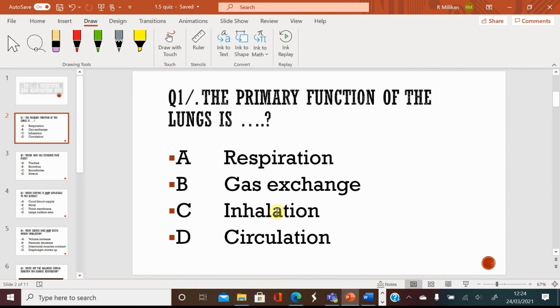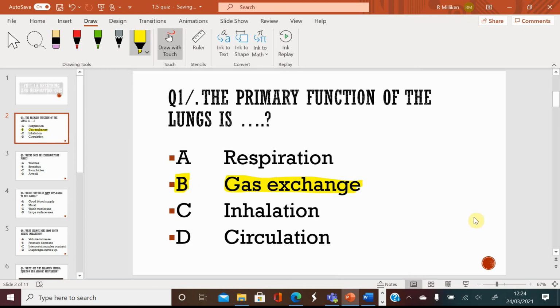There's also exhalation. Circulation is the blood traveling around the body. And so the primary function here is gas exchange. That's what we are looking for. Gas exchange, B, as your main function of the lungs. That's what they're there for. And inhalation, I know, is part of that, so is exhalation.